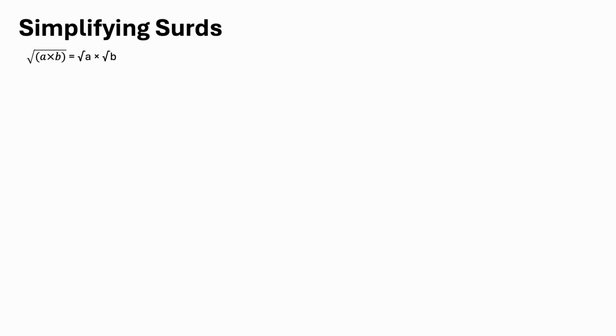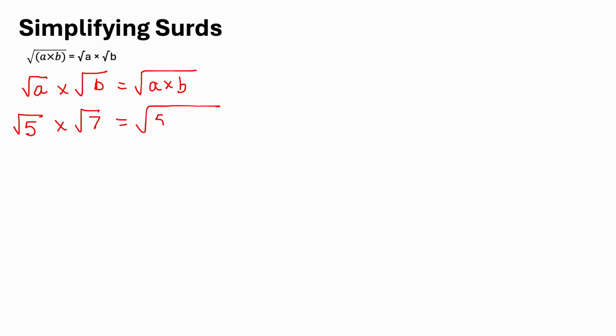So now we are going to talk about the rules when it comes to simplifying surds. So one thing you need to remember is if you do root A times by root B, that's the same thing as saying the square root of whatever A times B is. So for instance, if we needed to work out what root 5 times root 7 is, that's the same thing as saying the square root of 5 times 7, which is root 35, like so.